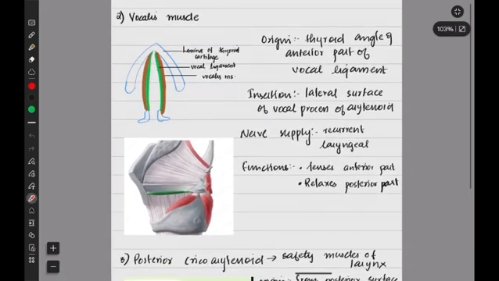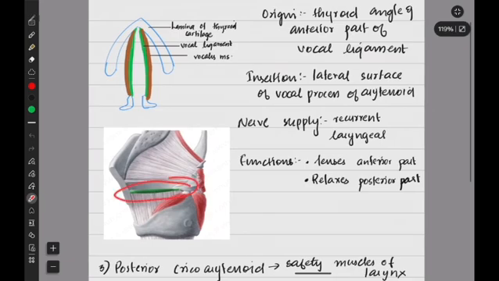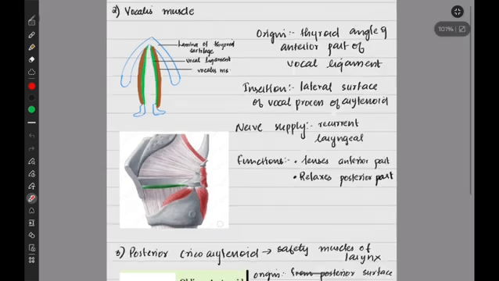Next is about the vocalis muscle. So vocalis muscle, this is the vocalis muscle. Origin from the thyroid angle and anterior part of the vocal ligament and insertion into the lateral surface of the vocal process of the arytenoids. So it lies adjacent to the vocal ligaments. Vocal ligaments ന് adjacent ആയിട്ടായിരിക്കും vocalis muscle situated ആയിട്ടിരിക്കുന്നത്.